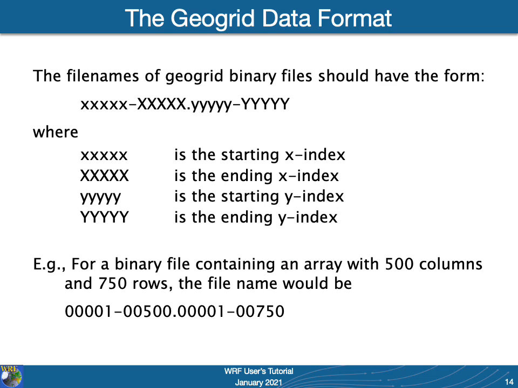In the simple case that we have just a single tile of data in our data set, for example, if we had a data set with 500 columns and 750 rows, we might then just have a file that's named 00001-00500.00001-00750.